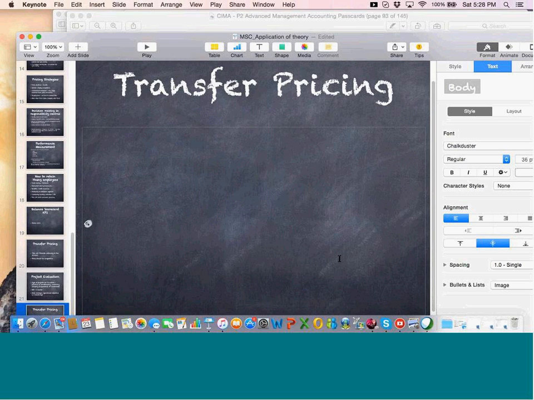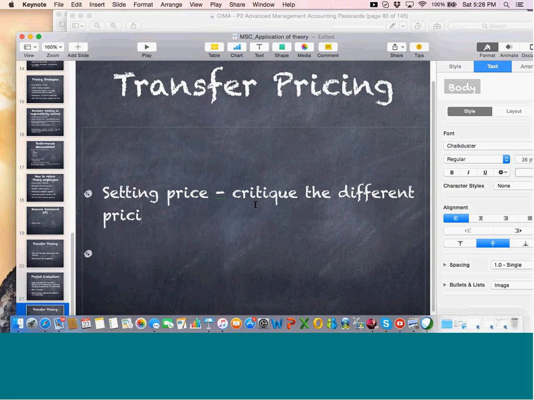Now, what are the key things you think we should have? Setting the price. At what price do we set it? I will use variable costs in this case, Andrew. Do we agree on the basis: fixed or variable cost, or market price? Setting the price, then you should critique the different strategies. Finally, recommend.